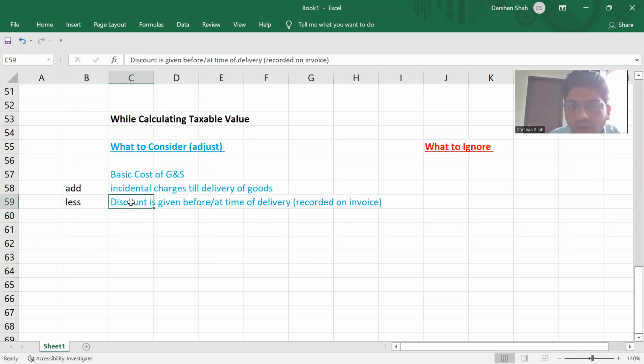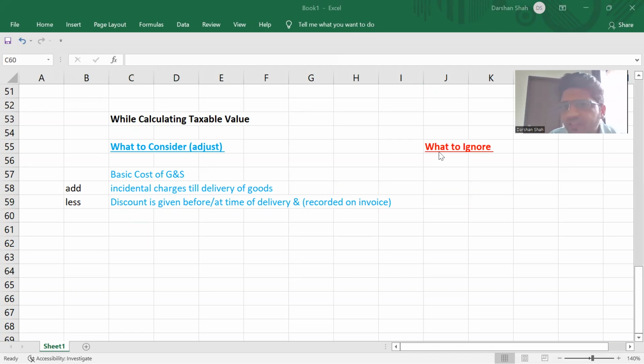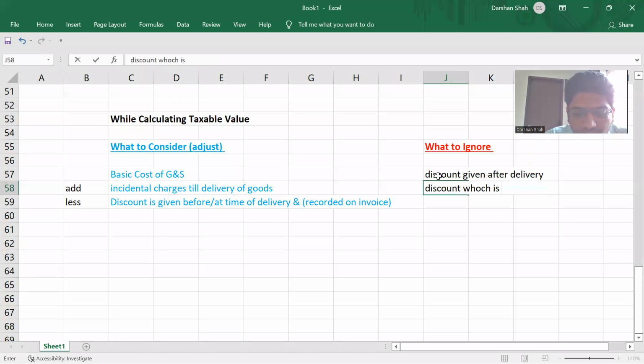I'm only going to adjust discount which is given before or at time of delivery, and the important part is that discount should be recorded on the invoice. So that means it's the cash discount, right? Okay, so what to ignore? Discount given after delivery will be ignored. You will not take that in the taxable value, you will just ignore it. And discount which is not recorded on invoice, or in simple terms, trade discount or book adjustment.